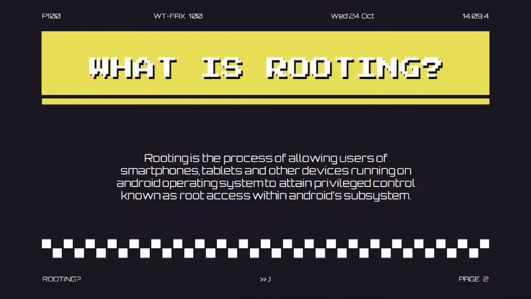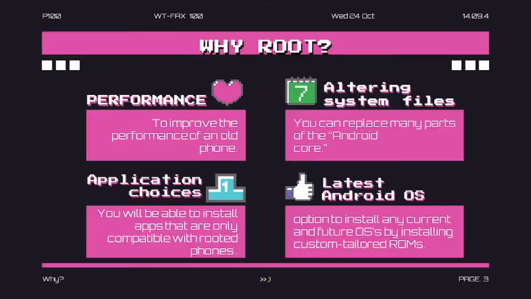So let's begin. First of all, what is rooting? Rooting is a process of allowing users of smartphones, tablets and other devices running on the Android operating system to attain privileged control, known as root access, within the Android subsystem. Basically, it gives you the complete freedom to do whatever you want in an Android subsystem.